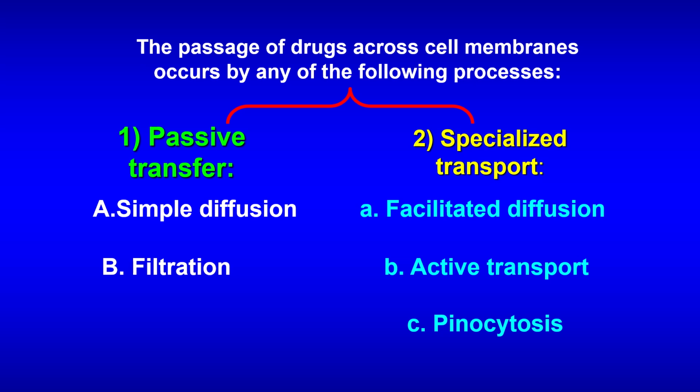Specialized transport, its three types. First, facilitated diffusion, utilizes carrier proteins, no energy needed. Second, active transport, moves drugs against the gradient using energy. Third, pinocytosis, engulfs drugs in vesicles for transport.